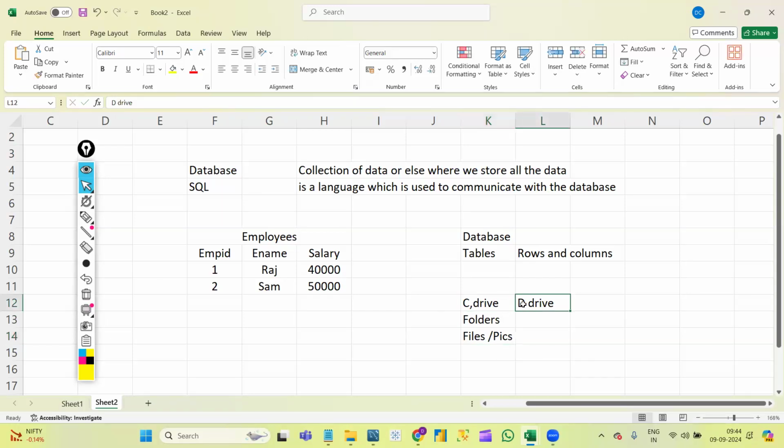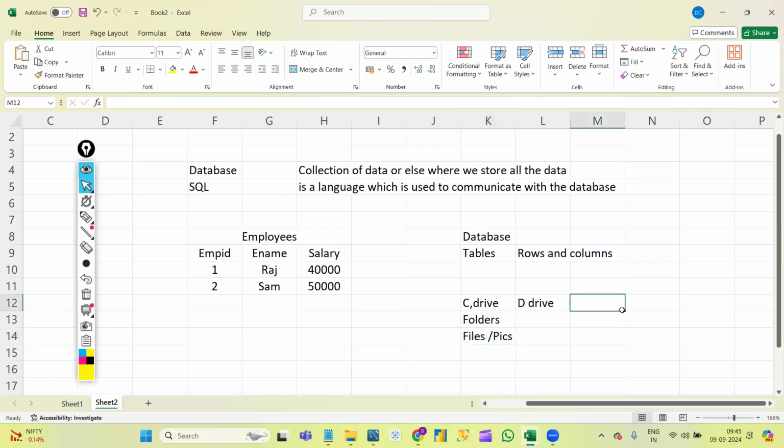We will have one drive, C drive or D drive. Inside that drive, we will create one folder. For better management, we could directly save the pictures in the D drive also. But we cannot understand what belongs to what, right? For that reason, to keep our files in a proper way, we will create folders, and inside the folders we will keep some files or pics, right?